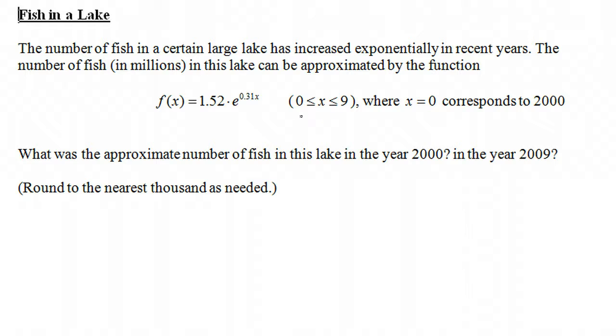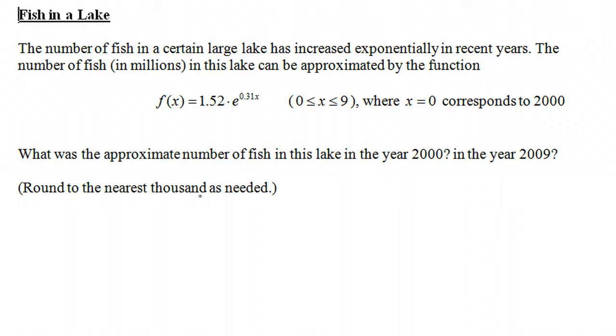Now, where x is between 0 and 9, and x equals 0 corresponds to the year 2000. So x equals 1 would correspond to the year 2001, x equals 2 would be 2002, and so forth. And the question is, what was the approximate number of fish in this lake in the year 2000? And also in the year 2009. And it says round to the nearest 1,000 fish as needed.